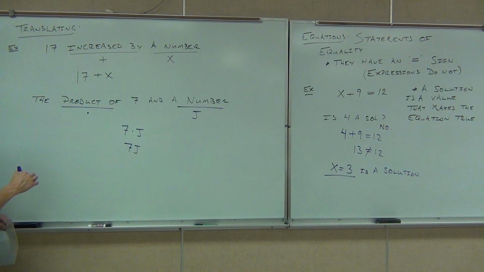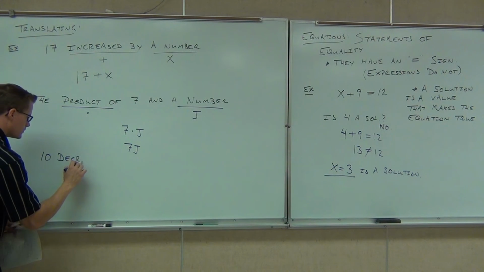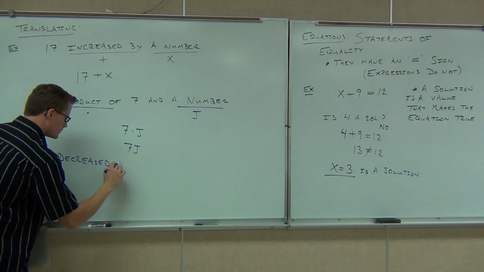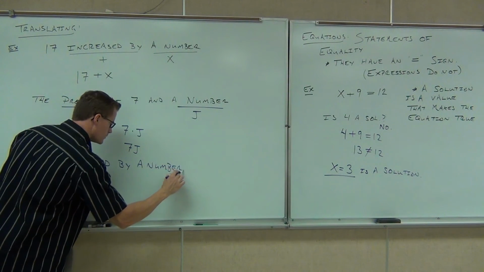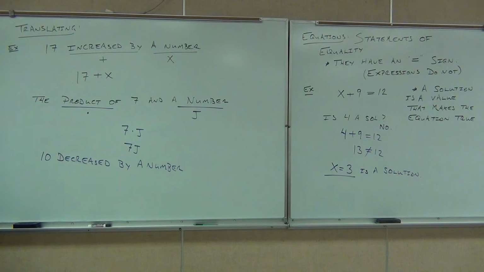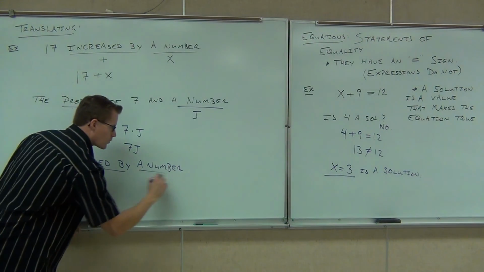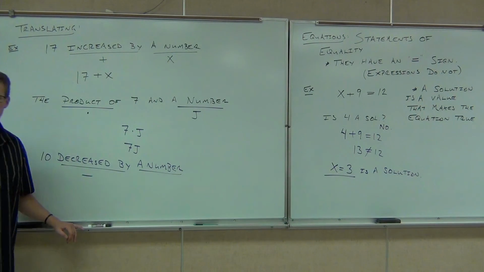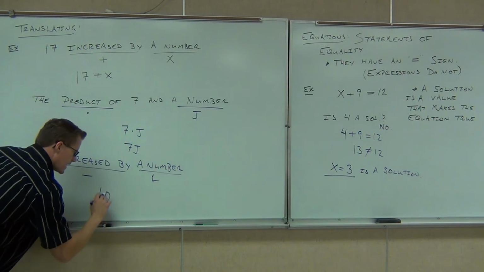I think I have enough room here. I'll try one more. Ten decreased by a number. 10 decreased by, what does decreased by mean to you? Subtract. Great. Increased, addition, decreased, of course, subtraction. A number, we're going to pick a variable there. Someone else pick another variable. L is good. So we'll have 10 minus L.